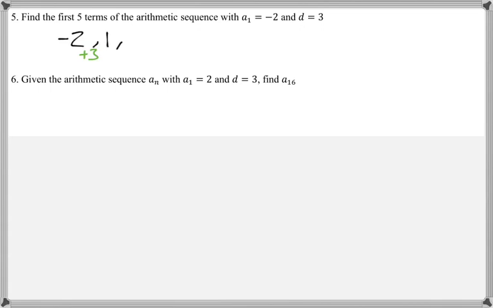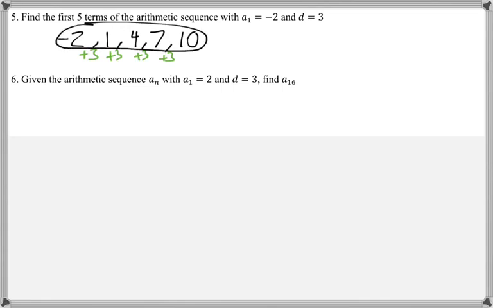And then add 3, and that gets me 4. Add 3, that gets me 7, and add 3, that gets me 10. So I'm adding 3 each time. And these would be my first 5 terms.